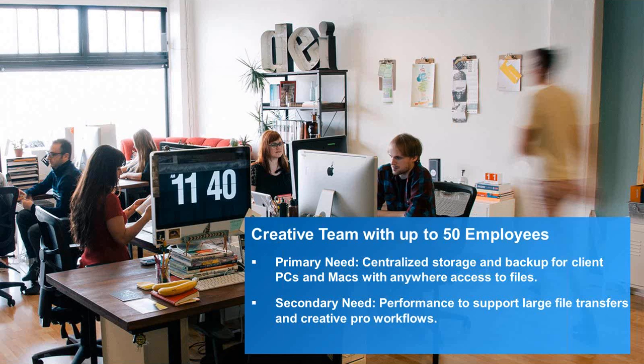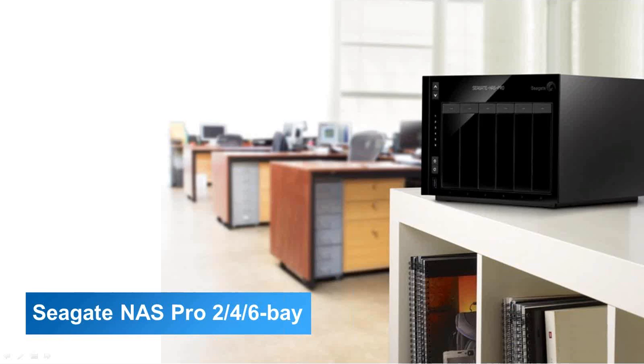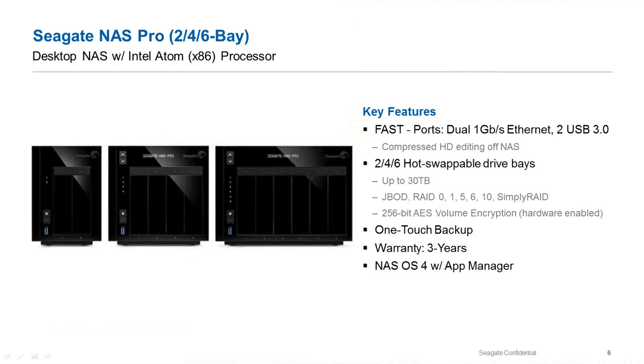So, creative team, here I'm going to talk to you about workflow solutions, and hopefully they relate well to you. Let's say we have a creative team with up to 50 employees. Their primary need is centralized storage and a backup for client PCs and Macs in the office, and you need to have anytime access to the data for all of those machines. Their secondary need is performance, to support large file transfers for creative pro workflows. So this is where the Seagate NAS Pro 2, 4, or 6-bay product comes into play.